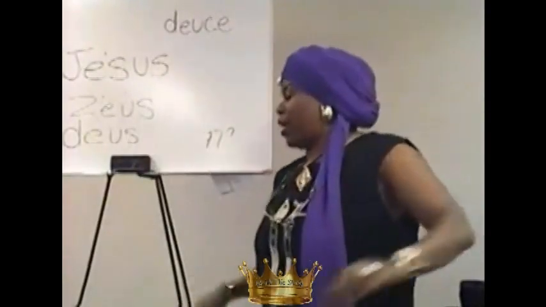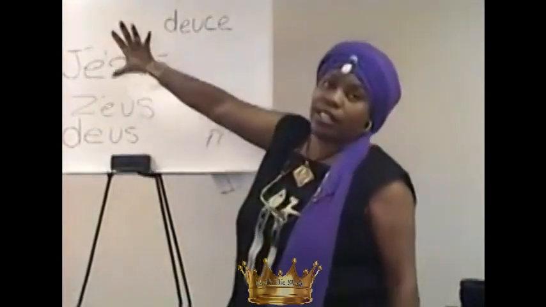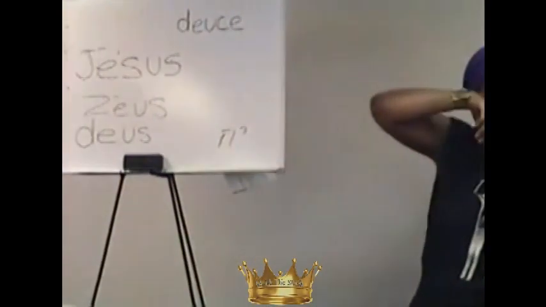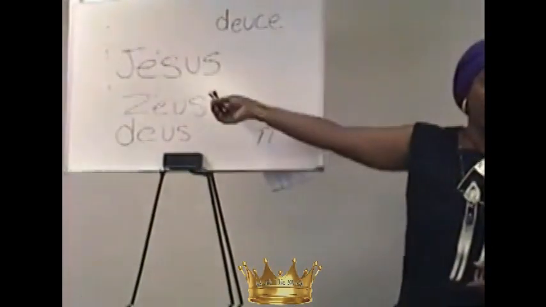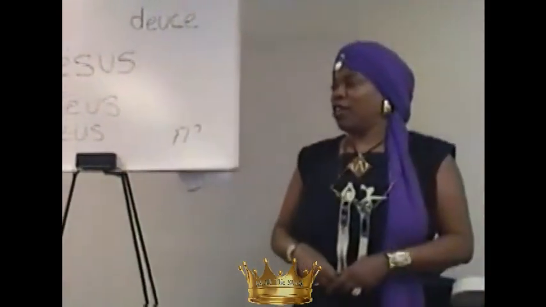Now, look at it this way. You don't hear anything in the so-called Bible about Jesus until you get to the New Testament. The New Testament is by who? The Greek. Who is the supreme God of the Greeks? Zeus. And if you look in the dictionary under Zeus, it will tell you the supreme God of the Greeks. So where do you find Zeus in the Greek Testament? It's written in there as what? Jesus. It's really the same.